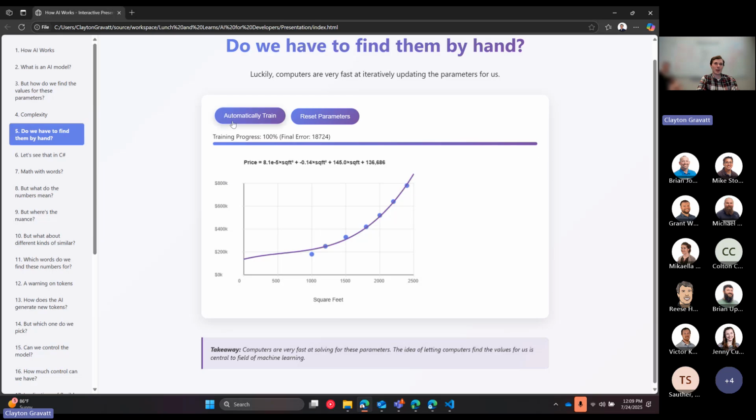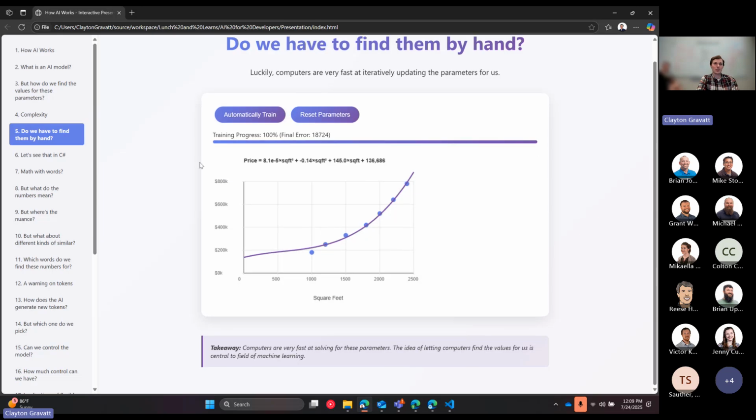So I've pressed a button here. It's done some trial and error for me. We've brute forced our way to having a good enough fit through our line to start with. It would have been nice if it captured that one at the edge here, but it's done an okay job. So the takeaway there is that computers are very fast at solving for these parameters. And the idea of letting computers find these values for us is pretty central to the field of machine learning. That instead of training our model by hand by adjusting those knobs and dials, computers can very quickly do that math for us.